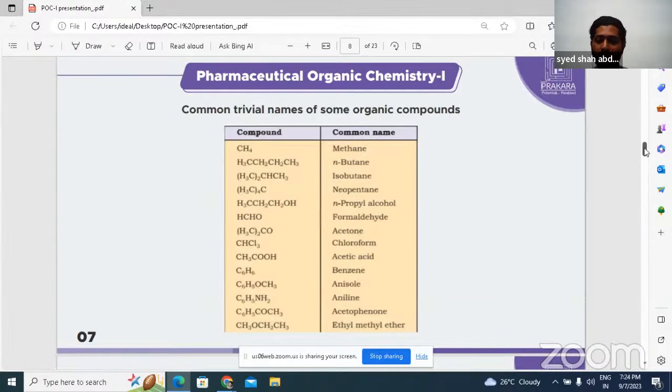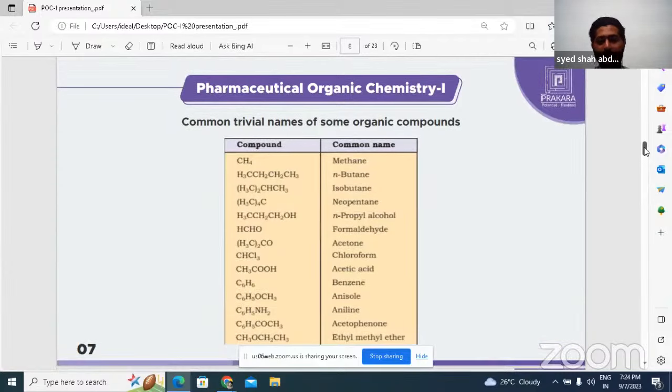Usually the common name system won't be asked much, but it has been asked. It's not like it was never asked. They will ask you to write a note about the common or trivial naming system with examples. You can give a few examples where the compound has not been named according to IUPAC rules. Simply it has been given a specific name that is used commonly, like acetone, acetic acid, anisole, aniline. These are very commonly used.